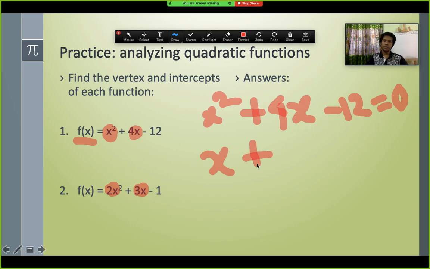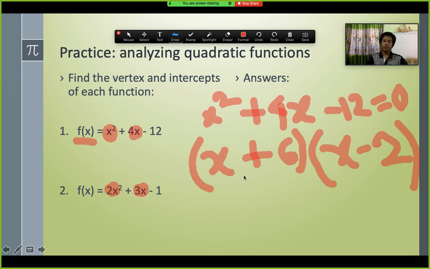So x plus 6 is one factor, and x minus 2 is another factor. So what is the x-intercept? You know that if the factors are in factor form, if this is plus, the x-intercept is minus 6. If this is minus, the x-intercept is plus 2. So they are the x-intercepts here.